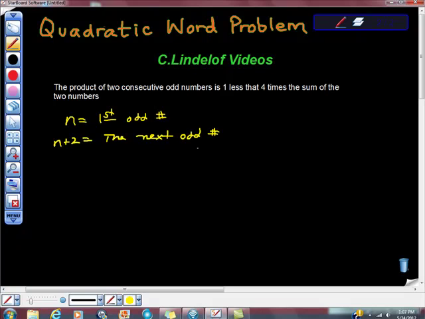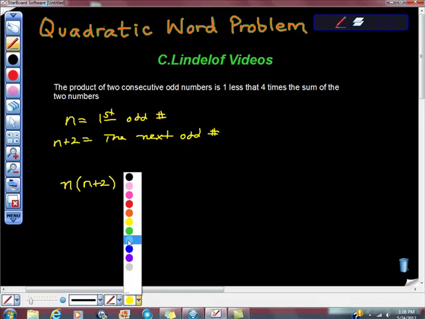From here, I'm just going to start working this out. The product of these two numbers, if I'm going to multiply them, is n times n plus 2, isn't that right? And here it says "is," so that's equals. So here's that equal sign. And it's 1 less, which is minus 1, so I'll put it at the end. Is that all right? So this minus 1 is the 1 less.